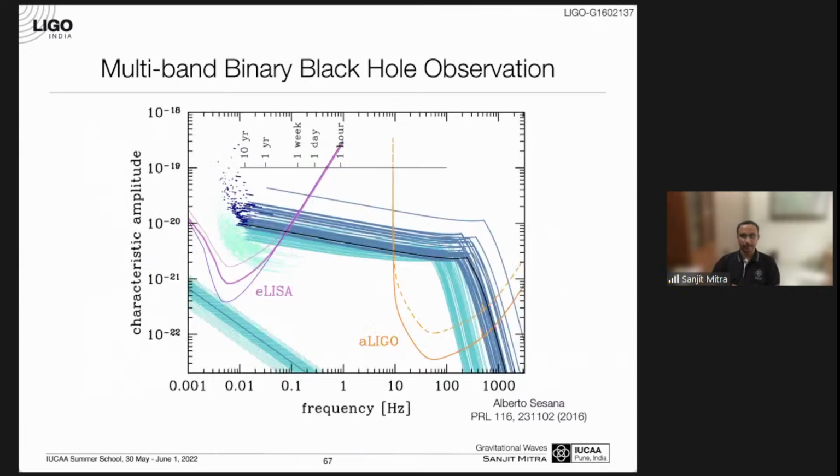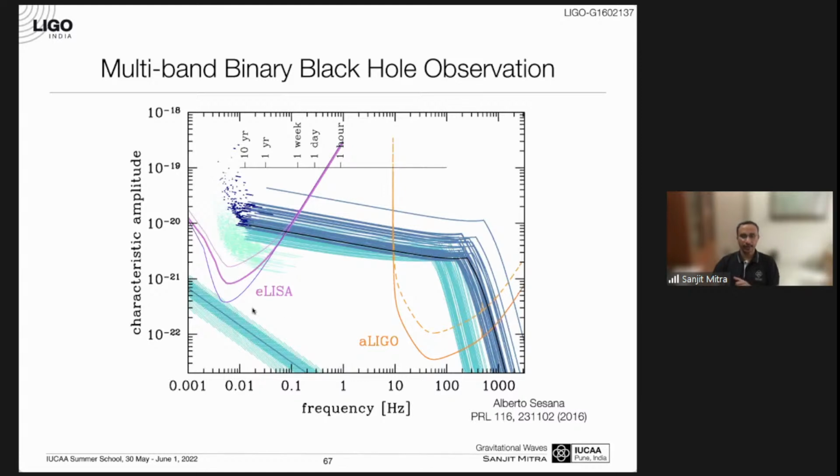So what are you going to do with LISA? LISA will enable multi-band observation of binary black hole mergers. That is, it will basically predict when a merger will happen in the ground-based detectors' band. It says LIGO band, but LIGO may not be there at that time, so something else will be there. But this is the idea. The binaries inspiral for a long time at lower frequencies, and LISA will see them, and by observing those, one will be able to predict how the frequency is going to change with time for those binaries, and when they will enter the LIGO band, and then they will merge, and this will be the ringdown.